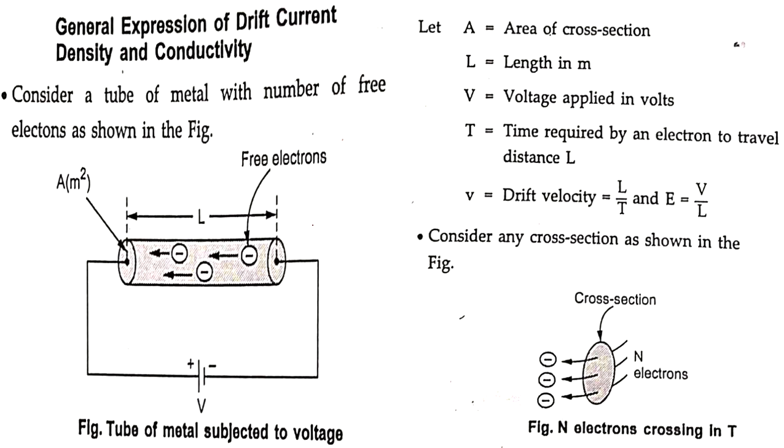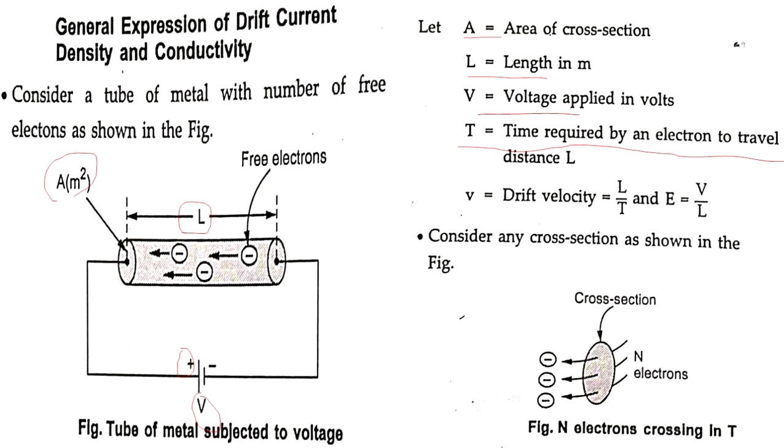So here in this diagram we have a tube of semiconductor of length L and area of cross section A, and we have applied the external voltage V across this semiconductor tube with the positive and negative terminals. Here, when we apply the supply voltage, all the electrons tend to move towards the positive terminal. That's why the arrow is here. So area A is the area of cross section, L is the length of the bar, V is the applied voltage, and time T is the time taken by electrons to travel a distance L.